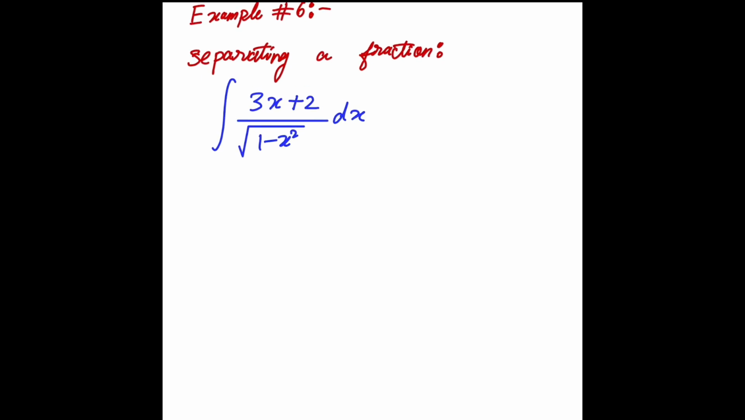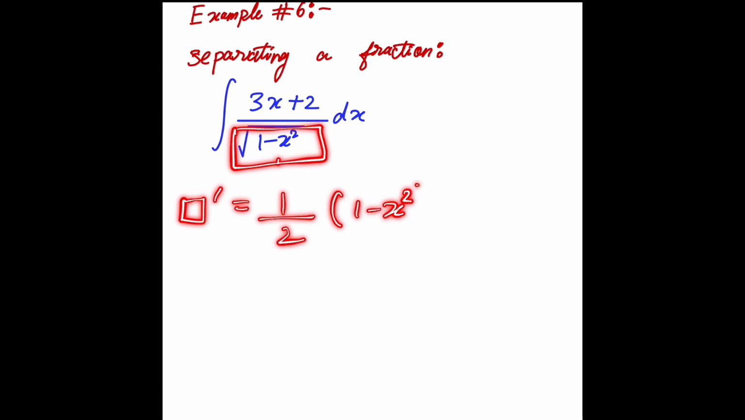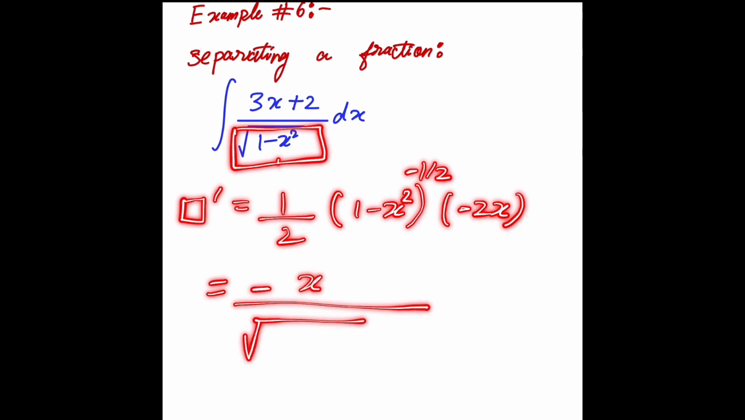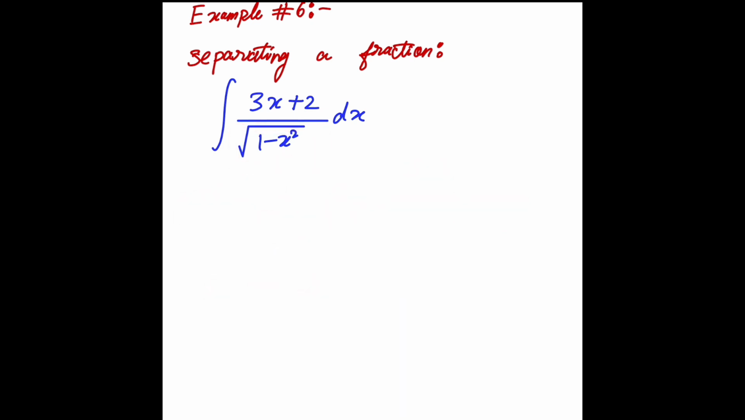Just like we used to do before, step by step, we are going to take the denominator in a box and see if the differentiation of this box is found in the numerator. The differentiation of the box is going to be 1 by 2, (1 minus x squared) to the power of negative 1 by 2, times negative 2x. That is equal to negative x divided by the square root of 1 minus x squared, which is definitely not found in the numerator, which is 3x plus 2. So we cannot apply the logarithmic rule here.